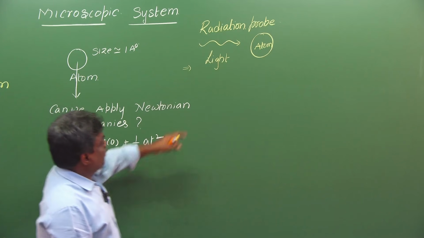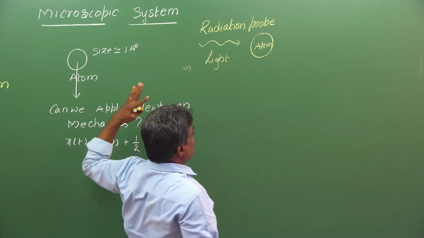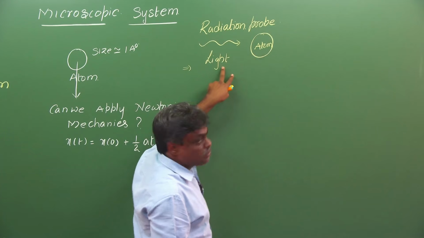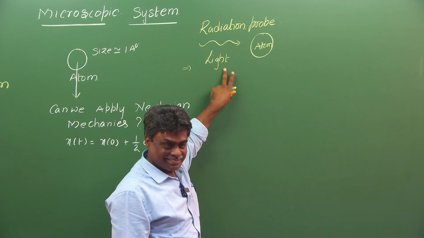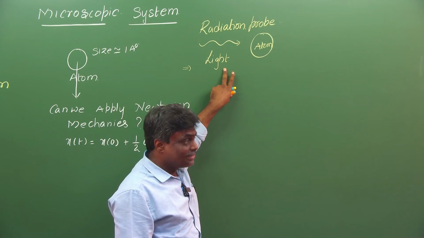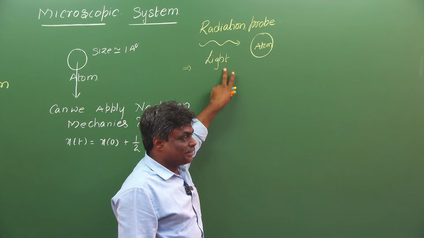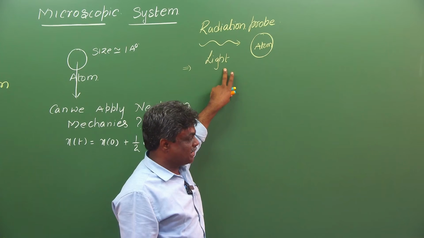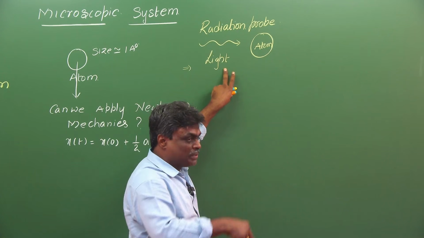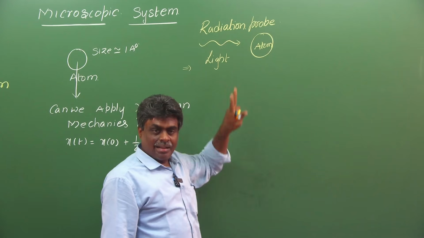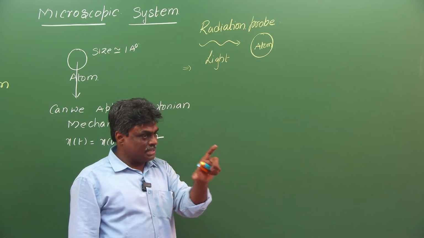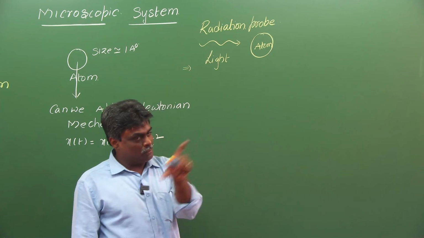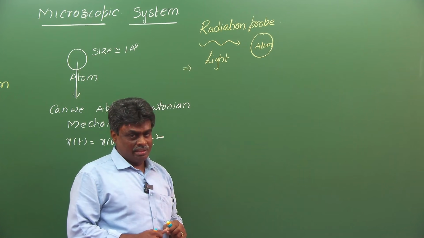So what will happen? Whenever an atom is there and you are sending some light, this atom will absorb the light. How do you know that? We cannot see the atom. If you are unable to see the atom, how can you say that the atom is absorbing light? I am asking one question. How do you know that the atom is absorbing the light energy? Anybody?